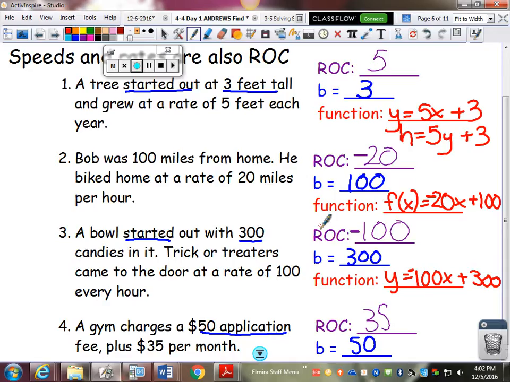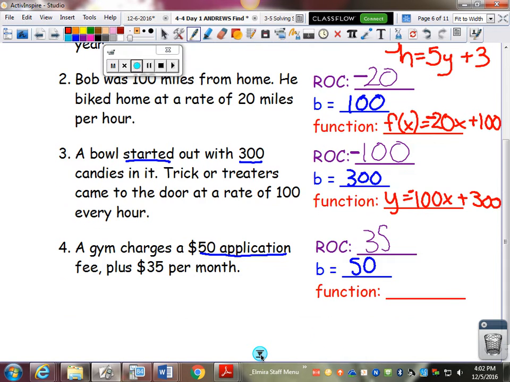A gym charges a $50 application fee plus $35 a month. So to write our equation for this, y equals 35x plus 50.